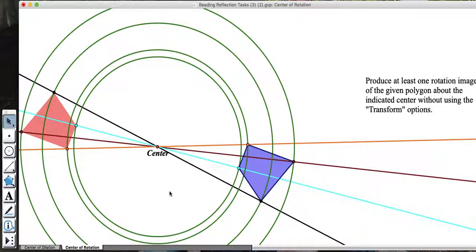So I did find this one a little easier than the center of dilation in terms of holistic and analytic thinking. So I look forward to hearing what you guys think about each one.